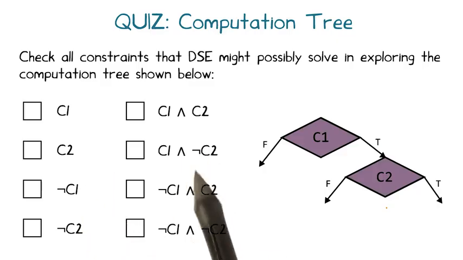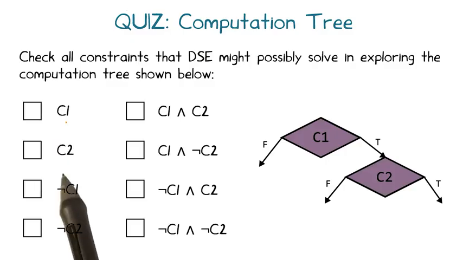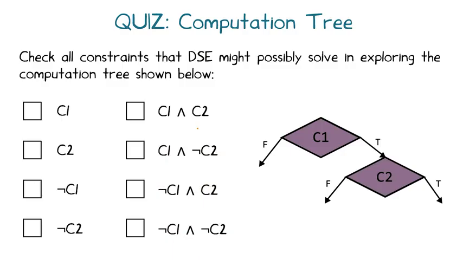Which of these 8 constraints might DSE possibly solve in exploring this computation tree? That is, select each constraint that might be fed to the constraint solver. C1, C2, not of C1, not of C2, C1 and C2, C1 and not of C2, not of C1 and C2, and finally not of C1 and not of C2.